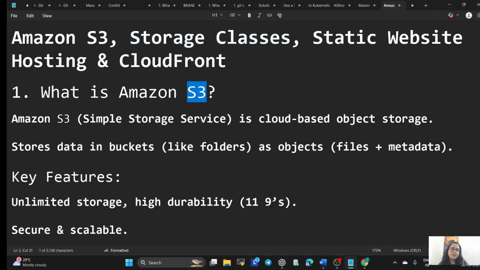So Amazon S3, what does S3 mean? S3 means Simple Storage Service. Amazon S3 is a cloud-based object storage that stores data in a bucket. A bucket is nothing but a kind of folder, and an object is files or metadata. So this is a very technical answer.